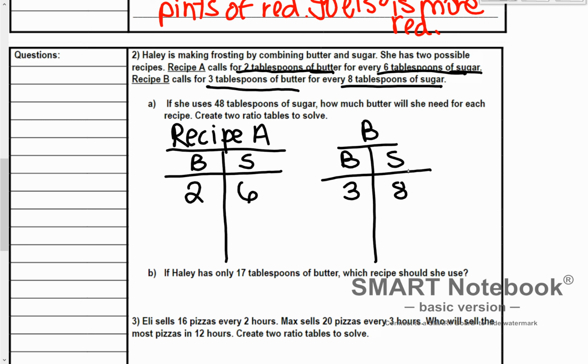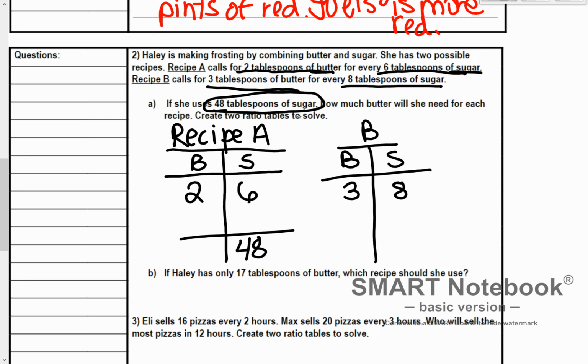Okay, now that we have our ratio tables set up, we want to go back and read the rest of this information. If she uses 48 tablespoons of sugar, how much butter will she need for each recipe? We need 48 tablespoons of sugar. So we need to get our table down to 48 on the sugar side. So the first thing I'm going to do is think to myself, can I get 6 to go directly to 48?